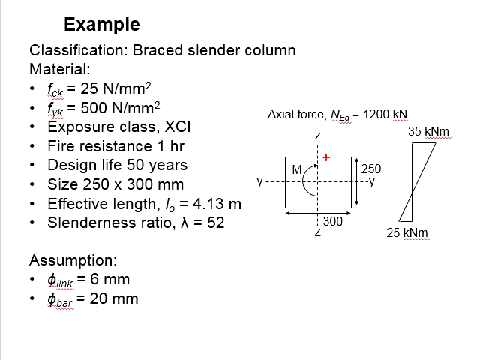The column is subjected to an axial load of 1200 kN. There will be moment in the minor axis, where the moment on top of the column is 35 and the moment at the bottom of the column is 25. You may pause the video for a while for you to work out the solution.